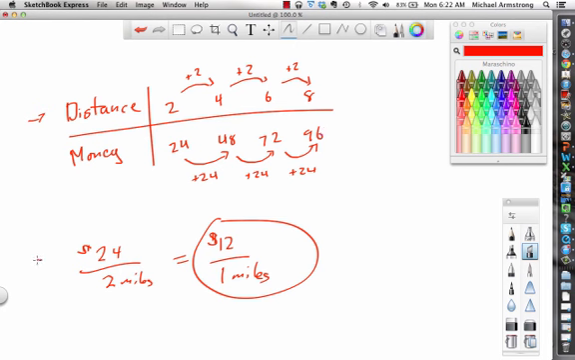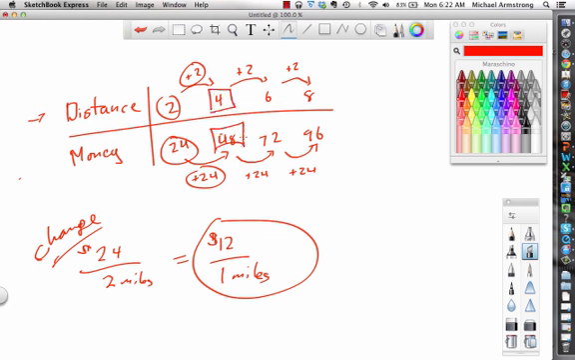So we said that was the change. 24 is our change, and 2 is our change. But if we notice that our first one was 24 and 2, if we took our second one, $48 for 4 miles, and I just put that down as a fraction, and I divided by 4. 4 times 12 is 48. So if I divided by 4, I'd get 12, and if I divided by 4 on the bottom, I'd get 1, which is the same thing.